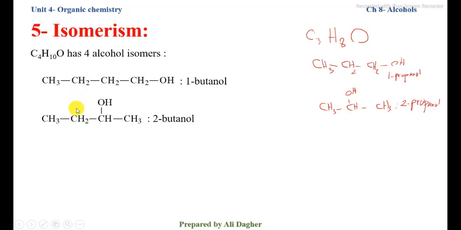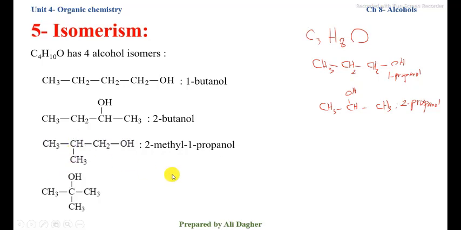Now we change the carbon chain, we decrease 1 carbon from the carbon chain. The main carbon chain becomes formed of 3 carbon. The 4th carbon is a branch alkyl group. We put it inside the carbon chain, not at the peripheral carbon. The alkyl group should be inside the carbon chain, not at the peripheral carbon. First possibility, we put OH on carbon number 1. This is 1-propanol, and we have methyl on carbon 2, 2-methyl-1-propanol. Second possibility, we change the position of OH. We put OH on carbon number 2.